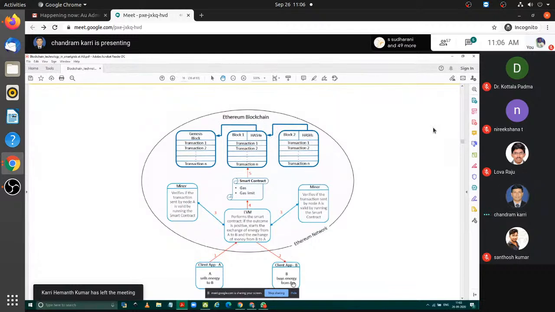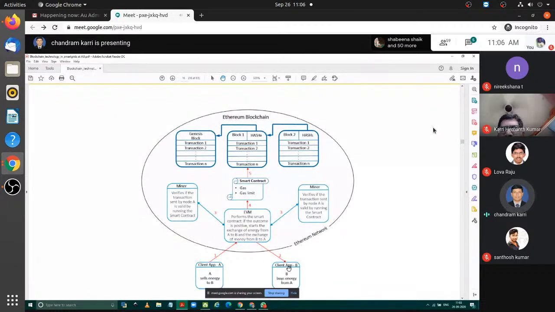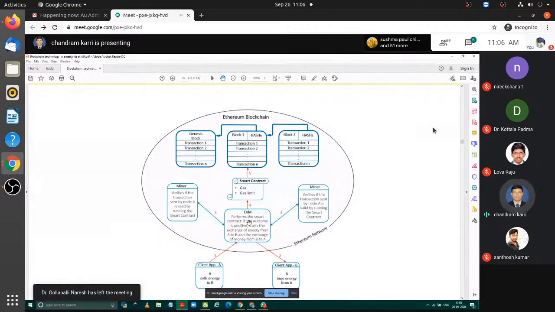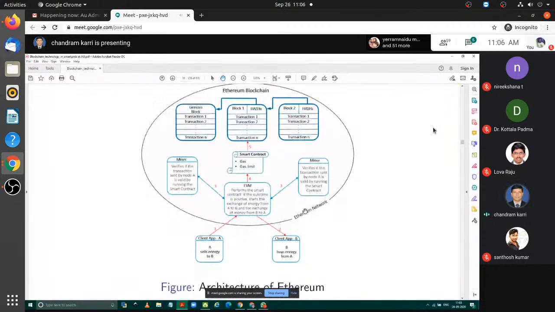Client B will also give some information: I am ready to accept, I am ready to buy for this much amount. Then again that will be checked. If it is yes, then the entire transmission process will be done from client A to client B. Whenever he sends the data, he will get a particular piece of information. Once the transaction is completed, both client A and client B will get the information, and then the operations will happen. This is the Ethereum architecture.